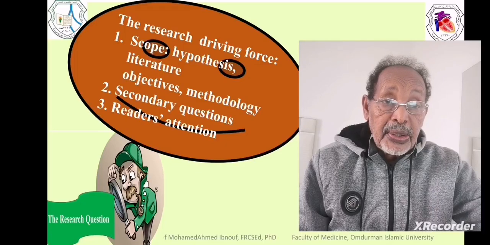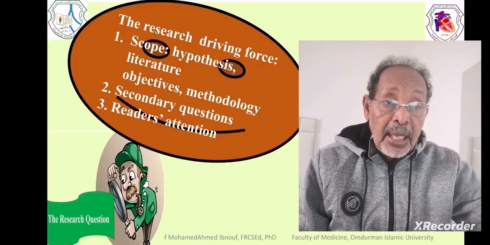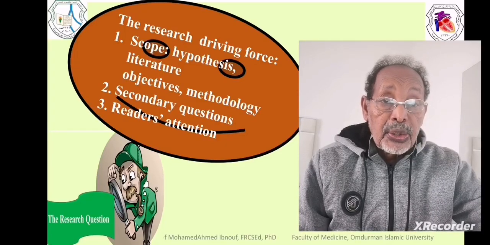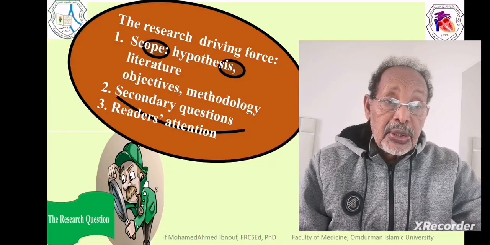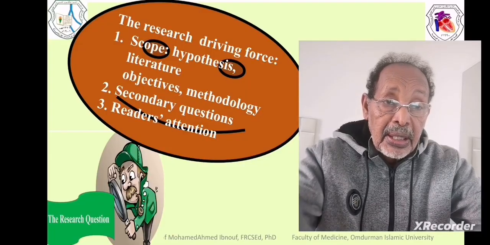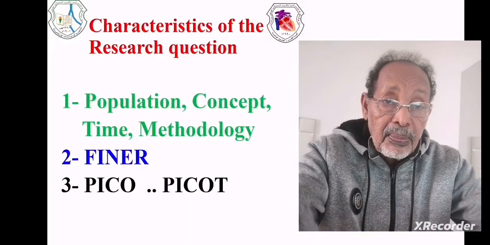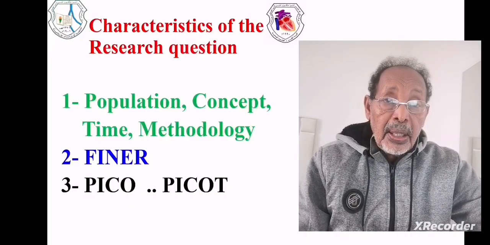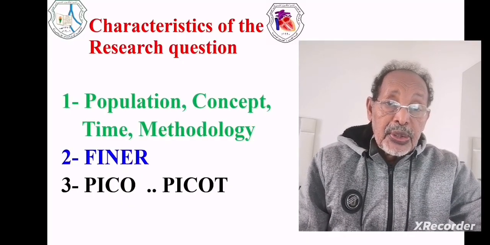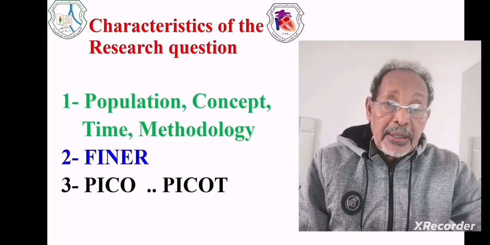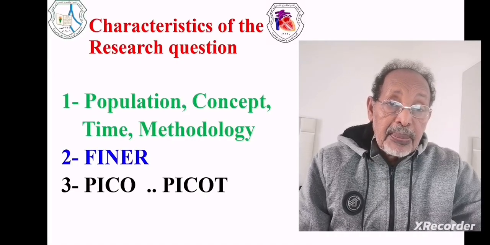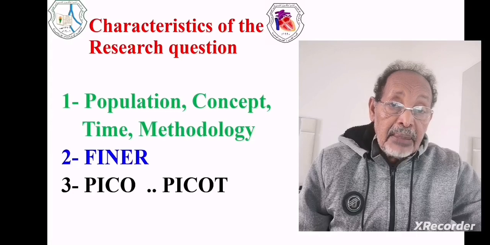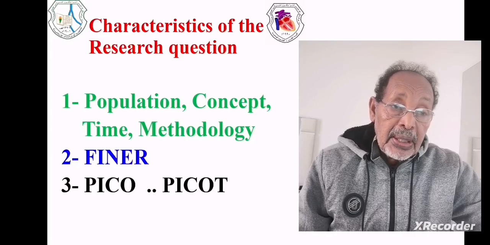From the primary research question, we can derive a secondary research question or several secondary research questions. All these questions should be captivating and should attract the readers. The characteristics of the research question is that it should reflect the population of the study and the concept of the study, and the time and methodology of the study.